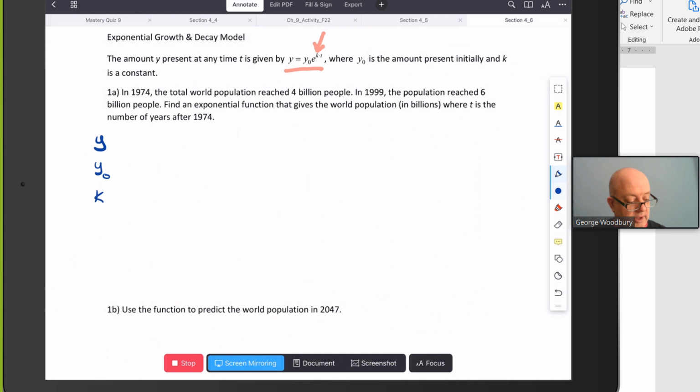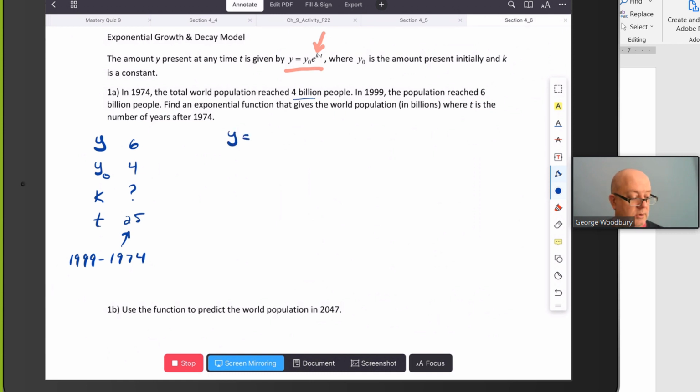I'm going to copy down the variables in the formula. Y sub 0 is the initial population. That is the 4 billion. And we'll just have to remember that even though I write 4, that represents billion, so 4 billion. In 1999, it reached 6 billion, and that was 25 years after 1974. So we can use that data to find the value for k by substituting into that formula.